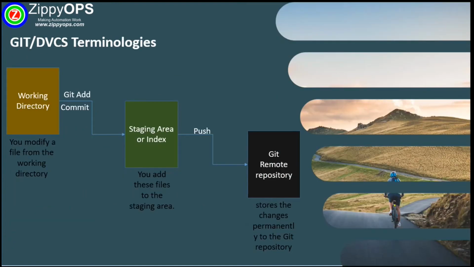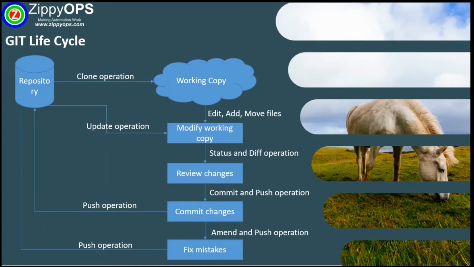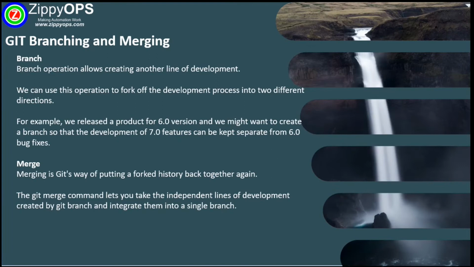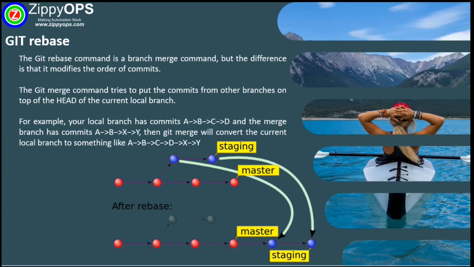We are going to talk about the terminologies in Git. Then what a Git lifecycle is, how to push and pull, what the branching strategy is and how to use it. We'll see an example of Git branching and merging. And then what the rebasing concept is and why we need it.